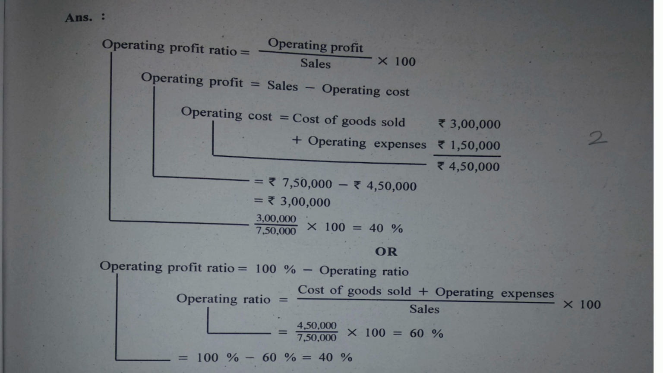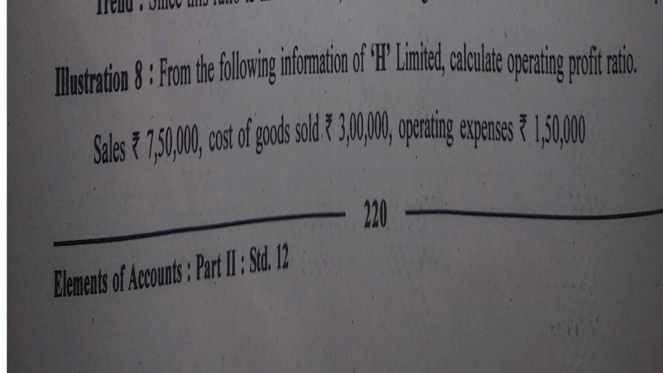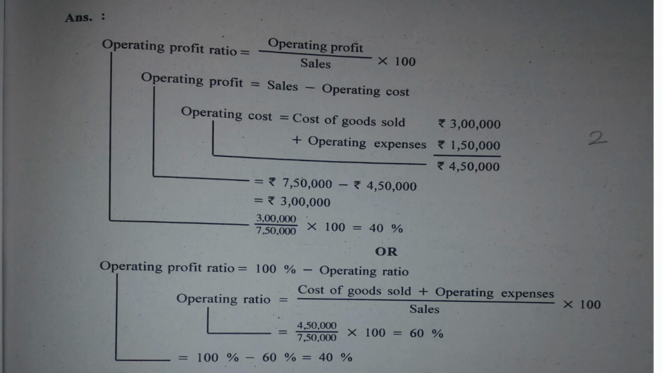Now with the help of this, we can obtain the amount of operating profit. Sales minus operating cost. What is sales? It is given in the question. It is 7,50,000. So 7,50,000 minus 4,50,000. What is 4,50,000? It is operating cost. How did you obtain operating cost? COGS plus operating expenses. So 7,50,000 minus 4,50,000 gives you 3 lakh. So 3 lakh is the amount of operating profit.